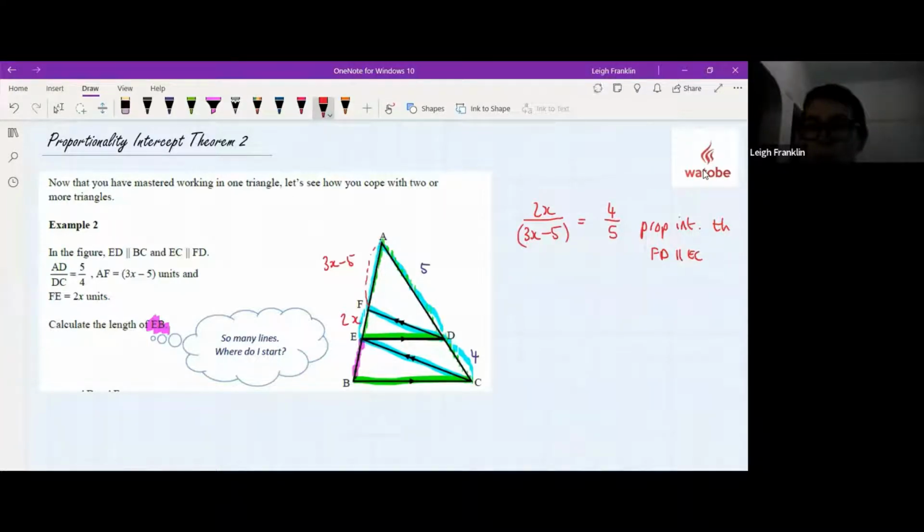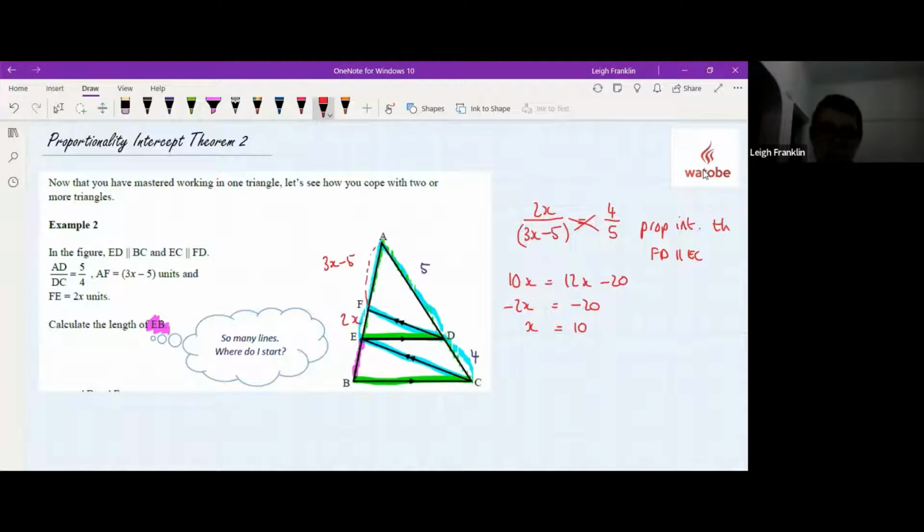So this is what we were doing in our previous lesson. We need to cross multiply. This gives us 10x is equal to 12x minus 20. So that gives us minus 2x equals negative 20, which means that x would be equal to 10. There's just one answer for x in this case.